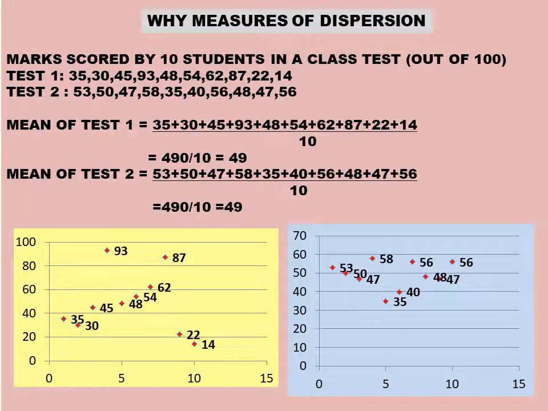So the mean is coming out to be the same, but it doesn't give us an idea whether the numbers are scattered or not. This idea is given by measures of dispersion. It tells you how dispersed or how scattered the data is. How you are going to test that, I will tell you in the next slide.